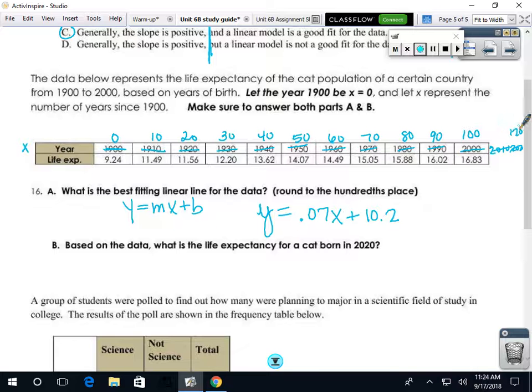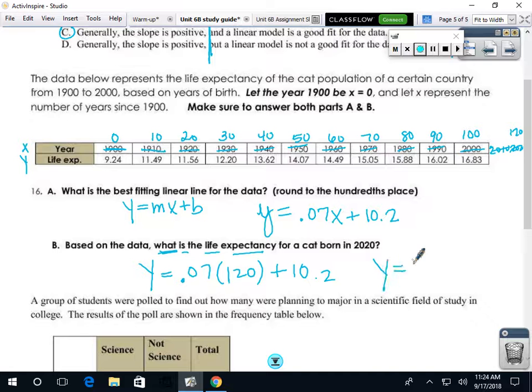The x. Right, because remember, look, what is the life expectancy? Life expectancy is a y, so we don't know the y. We're trying to figure it out. We know the cat was born in the year 2020. We know the x value, but we've converted it from 2020 to 120. So it'll be 0.07 times 120 plus 10.2.